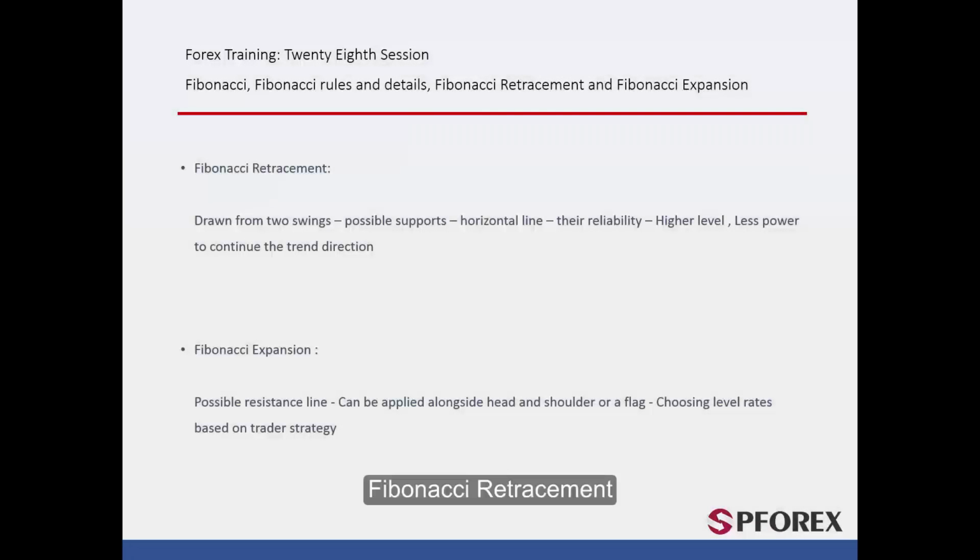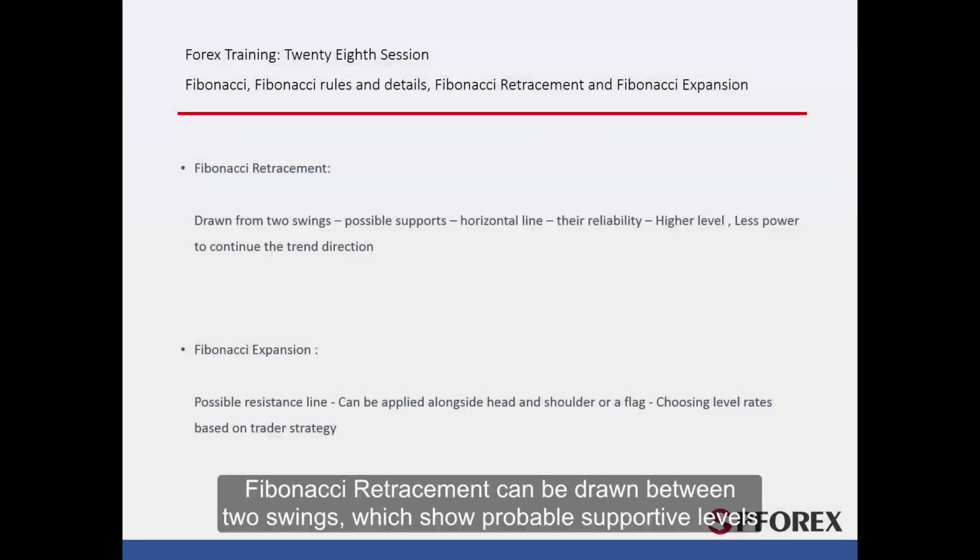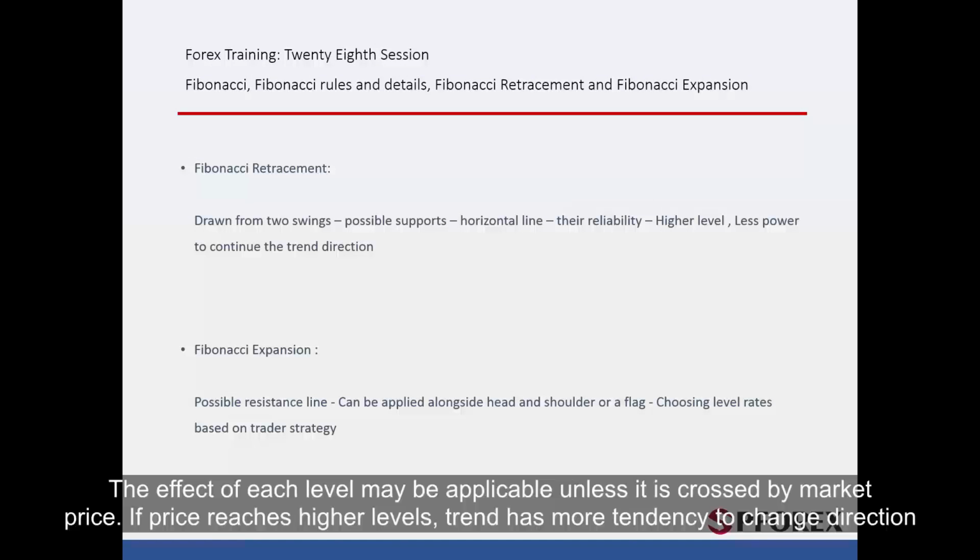Fibonacci Retracement. Fibonacci retracement can be drawn between two swings, which show probable supportive levels. The effect of each level may be applicable unless it is crossed by market price. If price reaches higher levels, trend has more tendency to change direction.